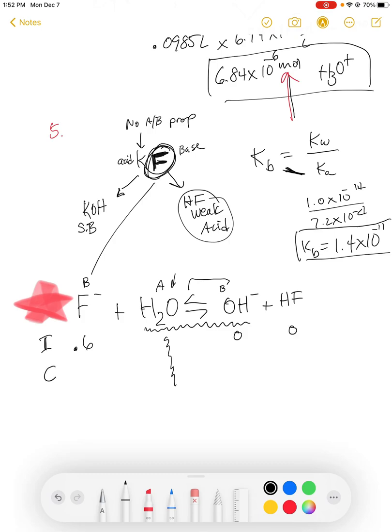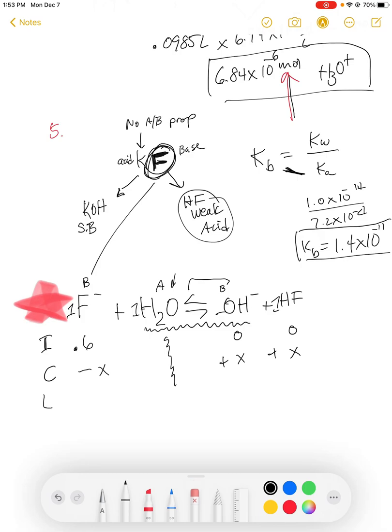It's going to change by some amount called x. This is going to go down by x. But over here are products, and this is going to go up by x, and this is going to go up by x. How do we know it's x and not 2x? Because this is a 1, this is a 1, this is a 1, this is a 1. If this was a 2, this would be a 2x. But it's not, okay? And I'm not going to give you any problems like that.